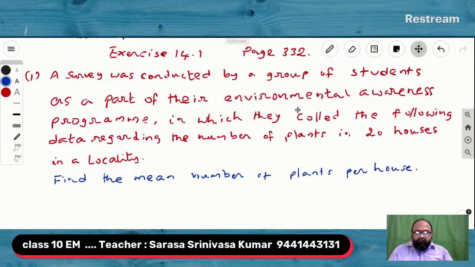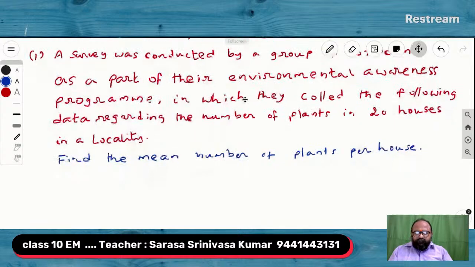Dear students, in this a survey was conducted by a group of students, and these students conducted the survey to understand the environmental awareness. That is, they want to conduct an environmental awareness program. In this program, students collected data about the number of plants in 20 houses in a locality. Now, the data is given in a table.